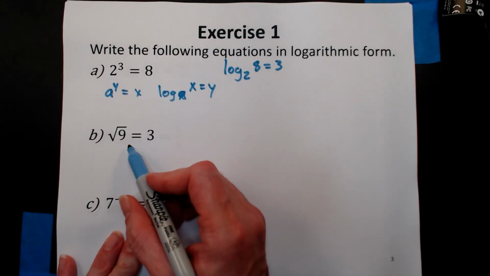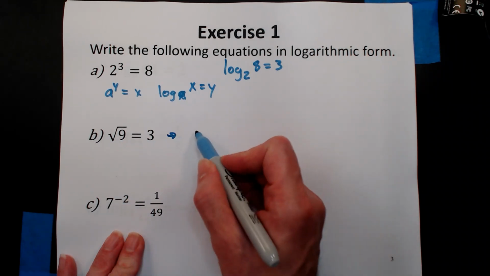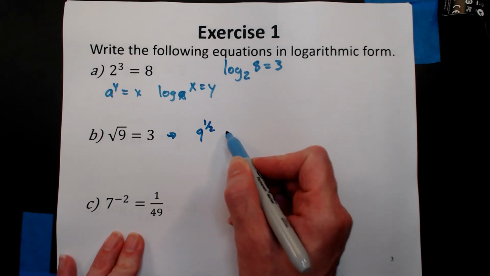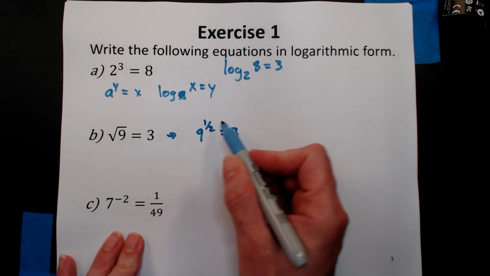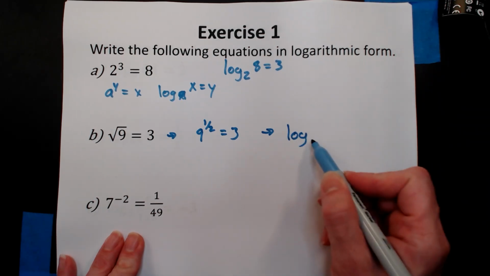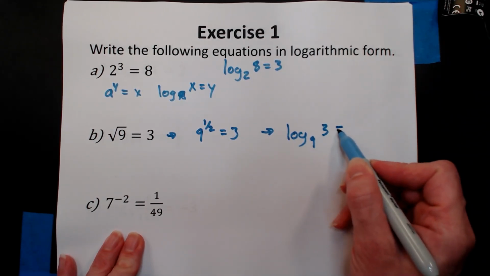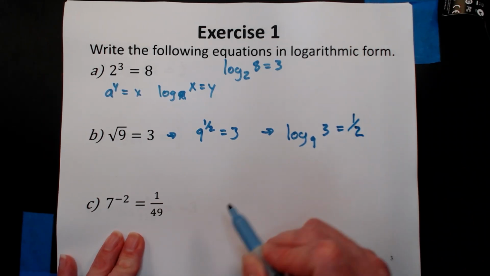Next, we're going to rewrite the square root of 9 as 9 to the 1/2 power equals 3. So now I have a base and a power. So I'm going to rewrite this as log base 9 of 3. What did I raise 9 to get 3? I raised it to the 1/2 power.